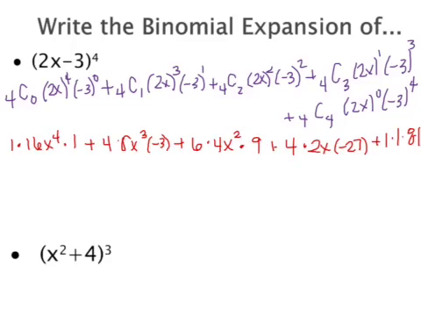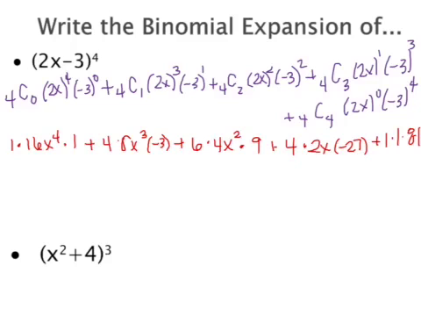A couple of things to be careful of here. Don't forget that the negative is being raised to a power with that 3, so when it's raised to an odd power, it's going to stay negative. When it's raised to an even power, it becomes positive. The second thing to be careful of is that 2x being raised to a power. It is really easy to forget to raise the 2 to the power as well as the x, so please be very careful, and I would always use parentheses when you're writing out your binomial expansion.